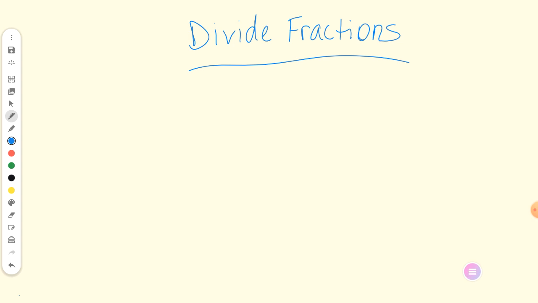Grayson, give me a fraction. Any fraction that doesn't have a 1 in it. 3/4. So first example we're going to do is 3/4 divided by, Emma, give me a fraction that doesn't have a 1 in it. 4/6. Okay, so this one would be really hard to model, so we have to know how to do the math.